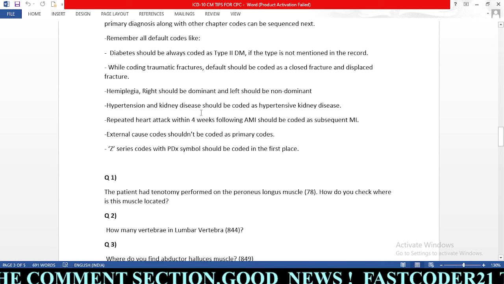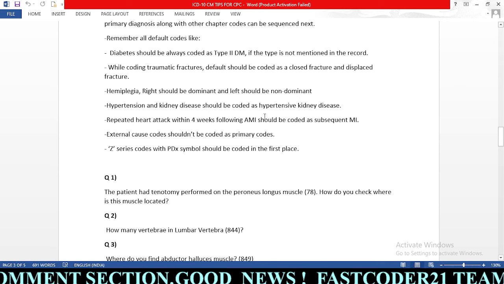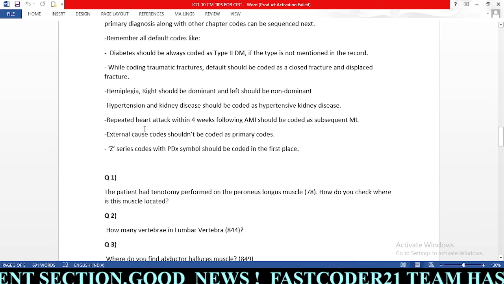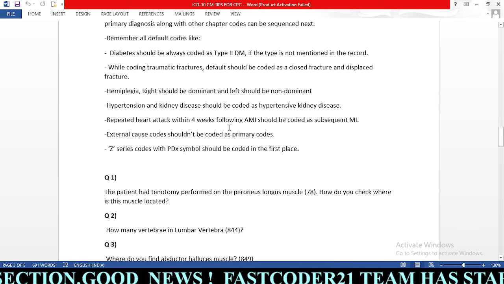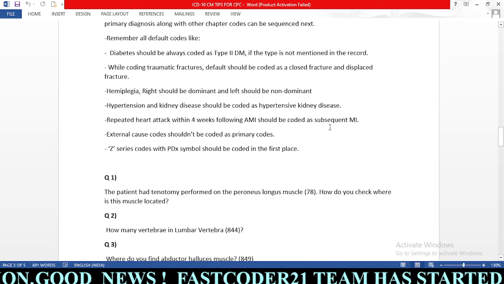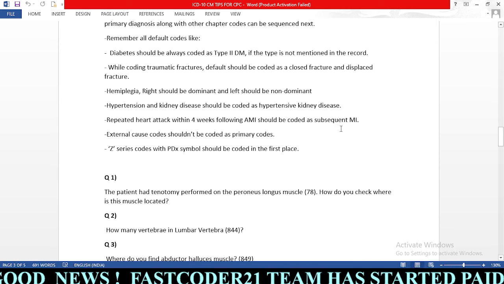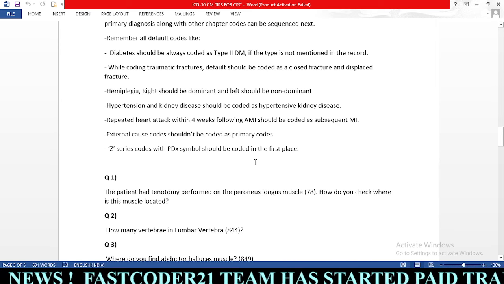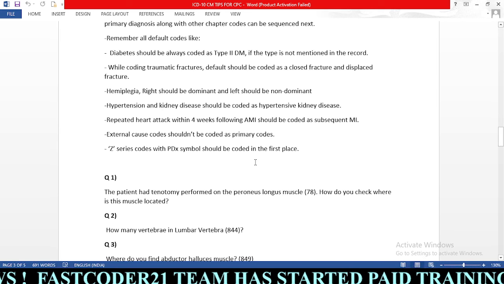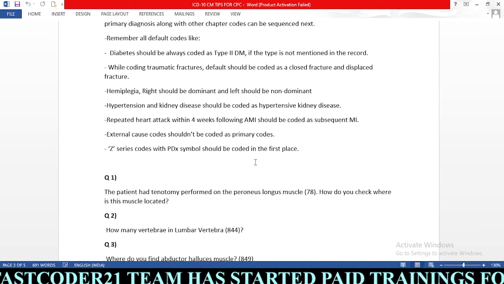For hypertension and kidney disease, you need to code it as hypertensive kidney disease. Repeated heart attacks within 4 weeks following MI should be coded as subsequent MI. And also you need to know external cause codes should not be coded as primary codes.